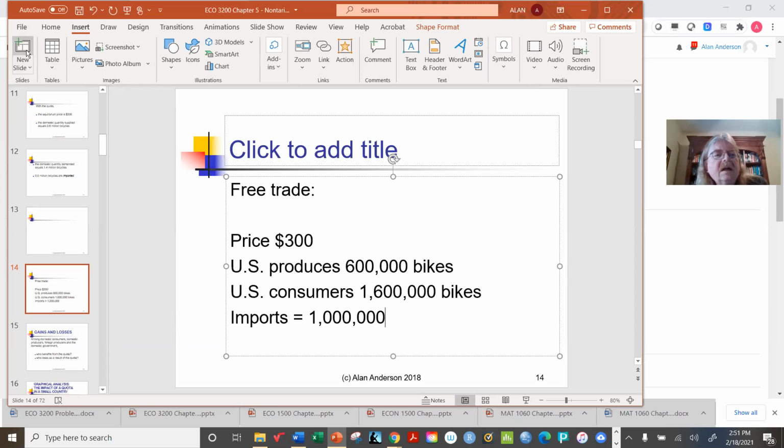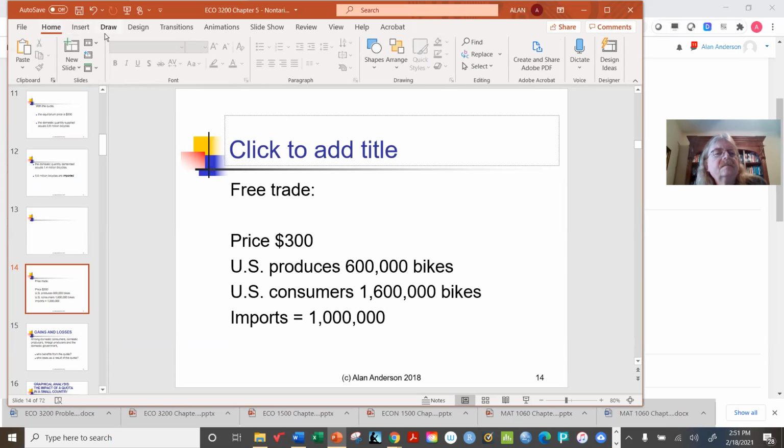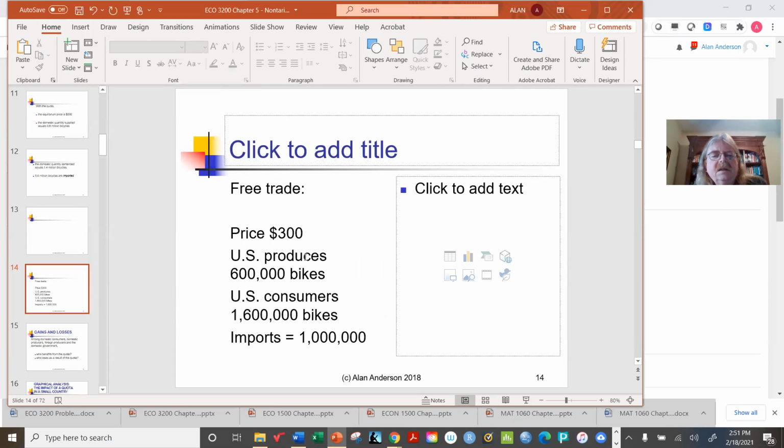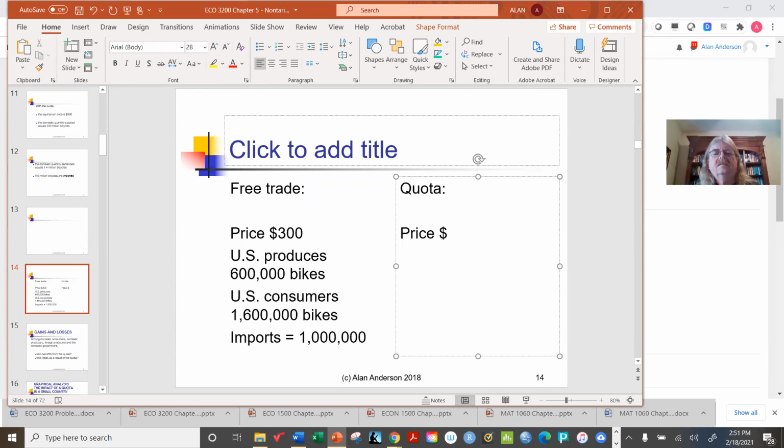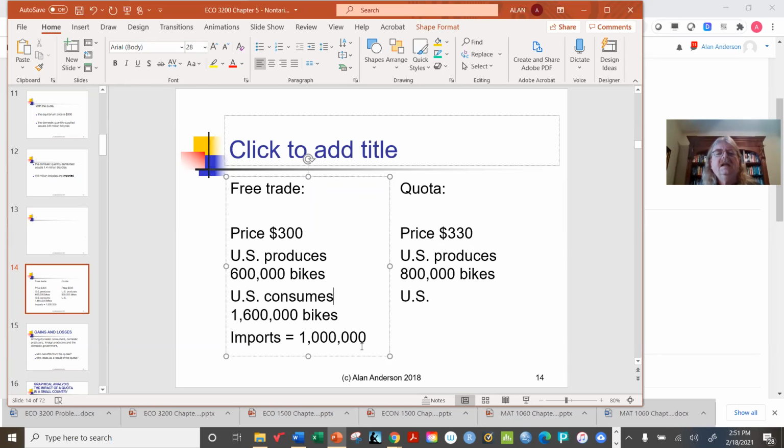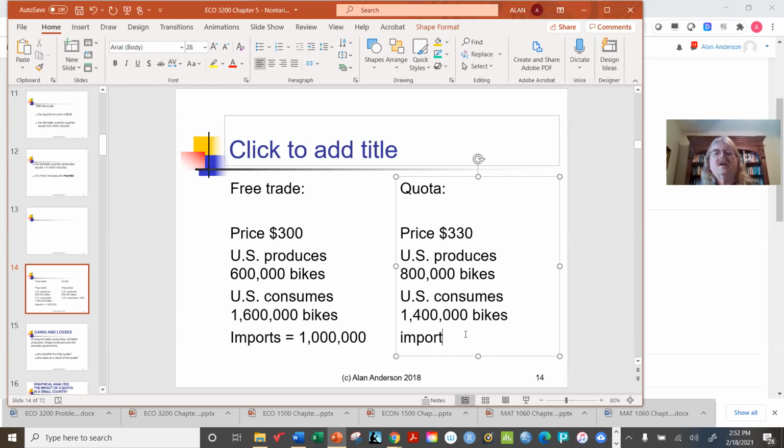Okay, now let's see what I can do here. I'd like to be able to lay these out side by side. I know there's a way. This might be it. Ooh, look at that. The price jumps up to 330. The US produces 800,000 bikes. The US consumes 1.4 million bikes. And the imports drop to 600,000. That's the limit. That's what the quota is doing.